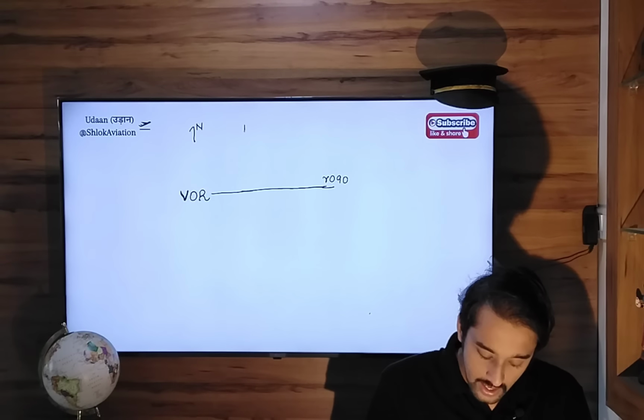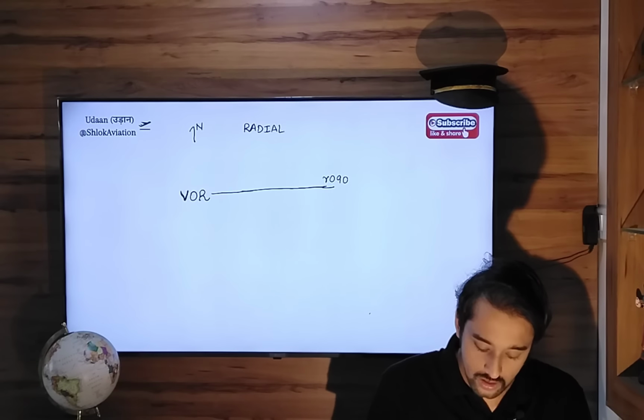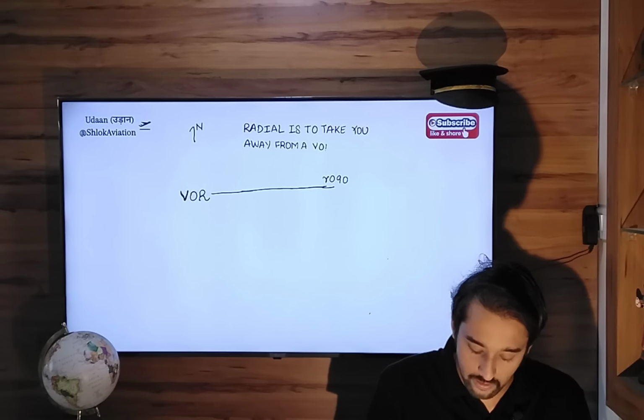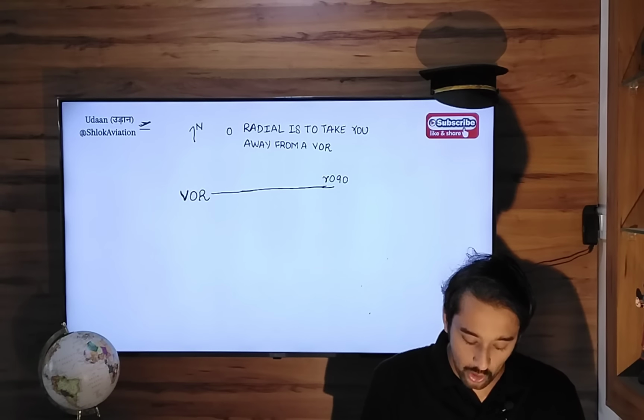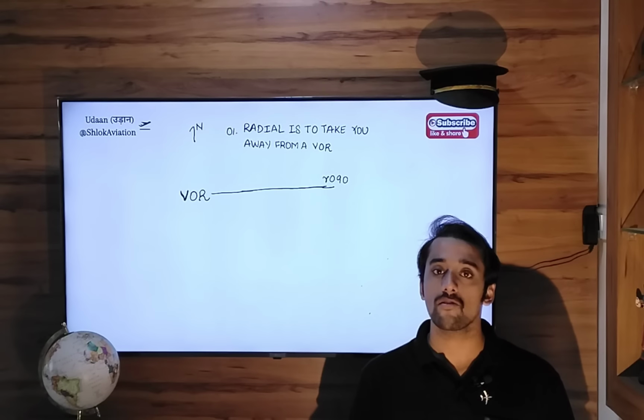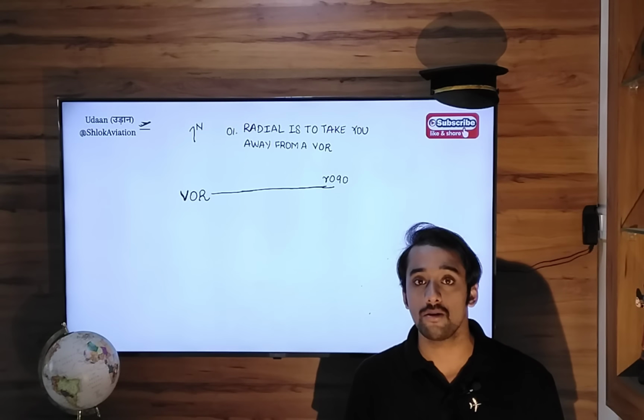The job of a radial is to take you away from a VOR. Okay, that is the point number one. Very important point. Radials are meant to take you away from a VOR station or to take you outbound from a VOR station.